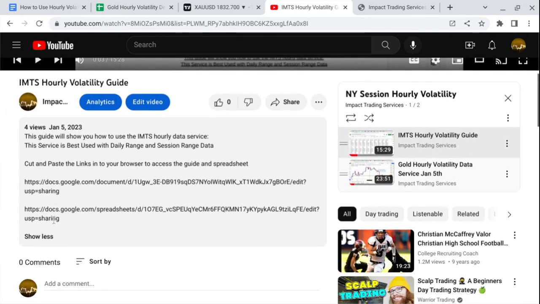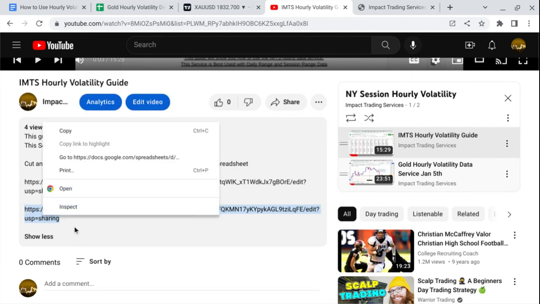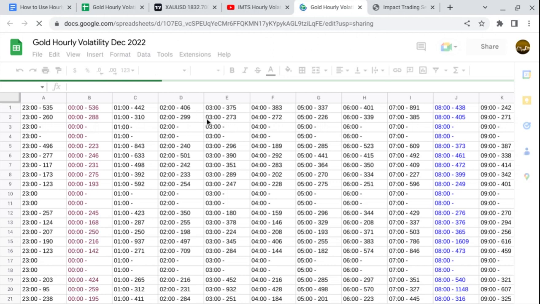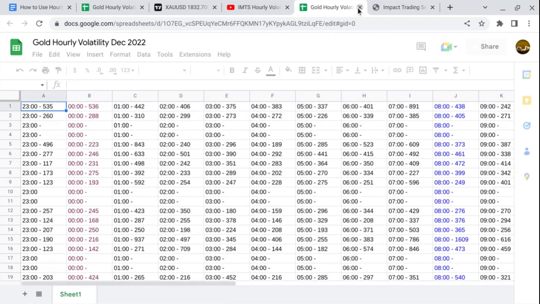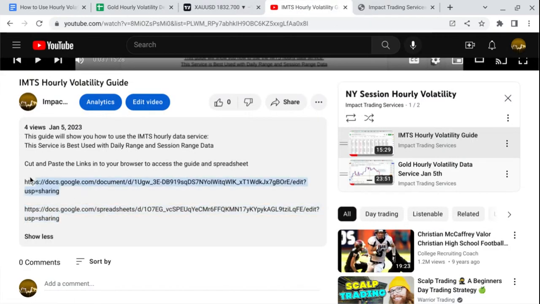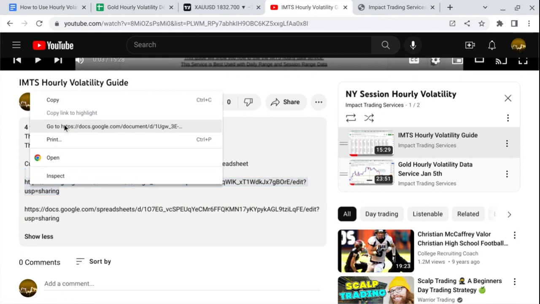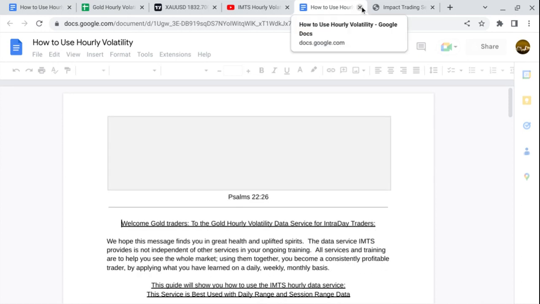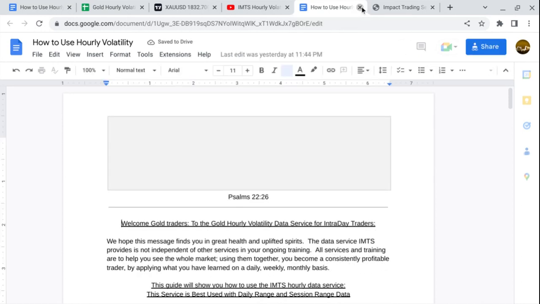What you'll need to do is right click or cut and paste these links into your browser. If you right click and click on that, you'll pull up the spreadsheet for December for the gold hourly volatility, and then you can right click here and pull up the guide for gold hourly volatility. Alright, so watch the video on how to use the guide.